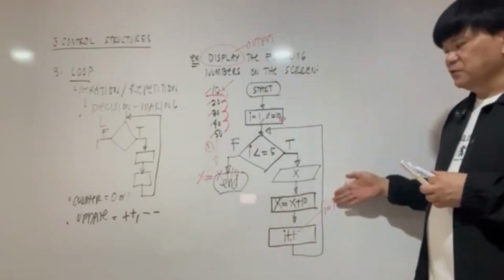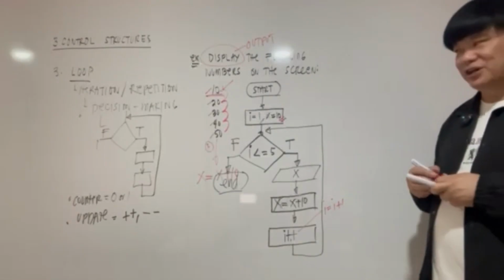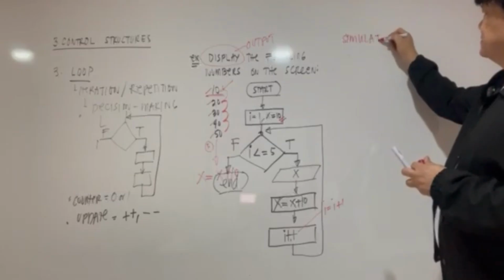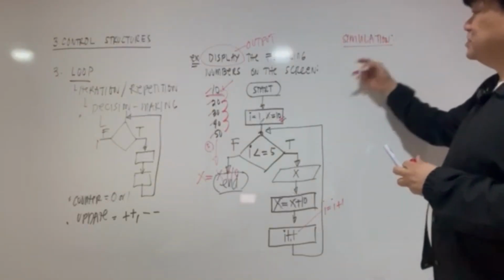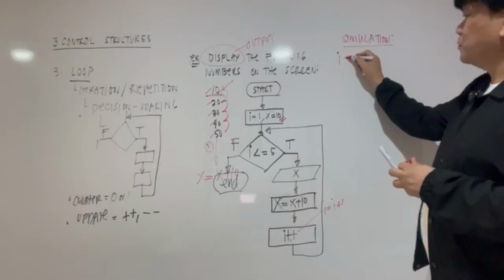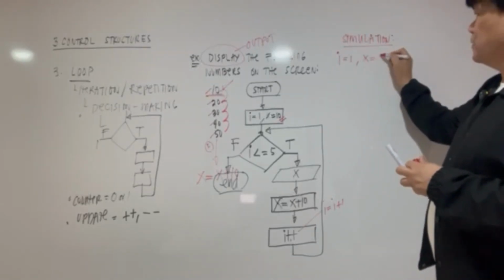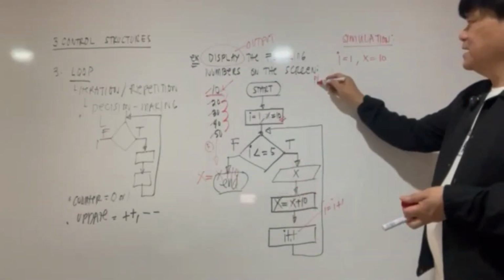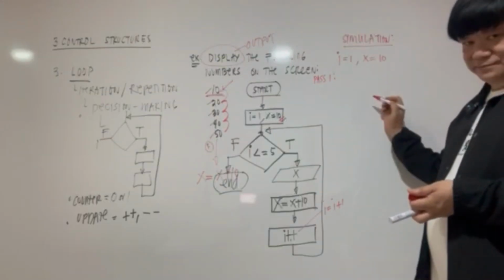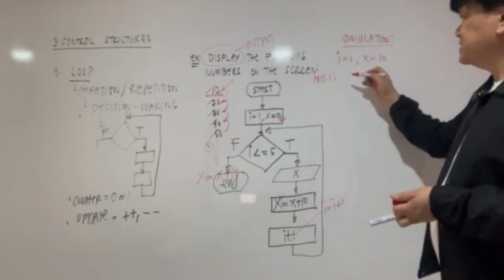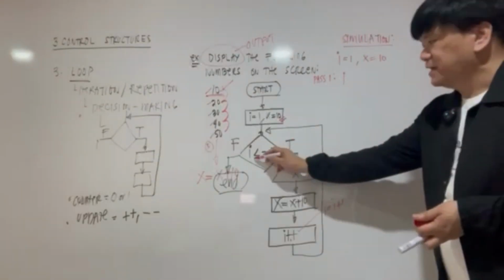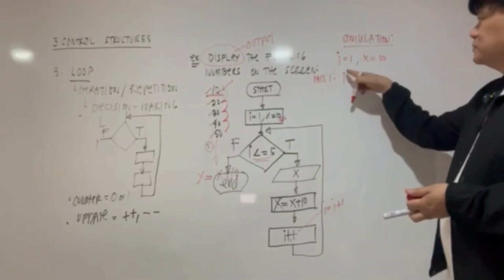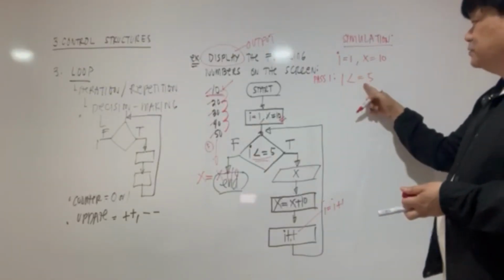Now, to know that our flowchart is correct, let us do the simulation. Let us put the initial values: I is equal to 1 and x is equal to 10. Then the first condition applies. Let's say this is our pass 1. Pass 1 says let's get the condition: I is less than or equal to 5. Our I is 1, so is 1 less than or equal to 5?